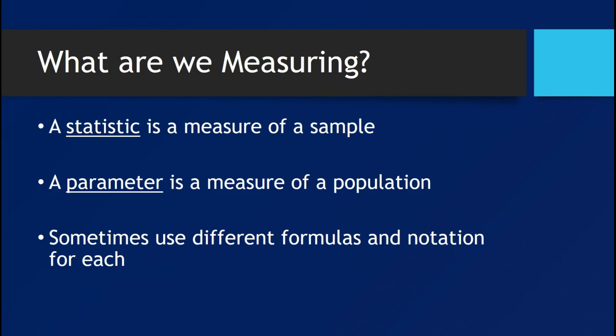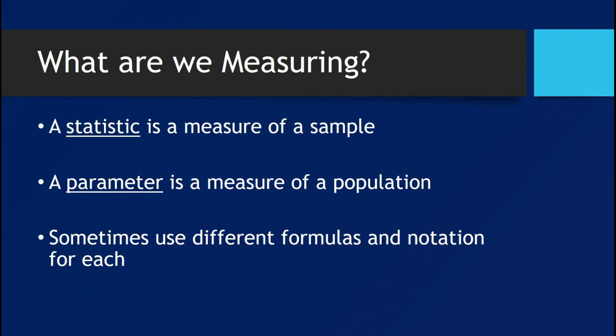If we had a population, then that same average would be called a parameter. So statistic is a measure of a sample, parameter is a measure of a population. And an easy way to remember that is SSPP. So S: sample, statistic; parameter and population both begin with the letter P.